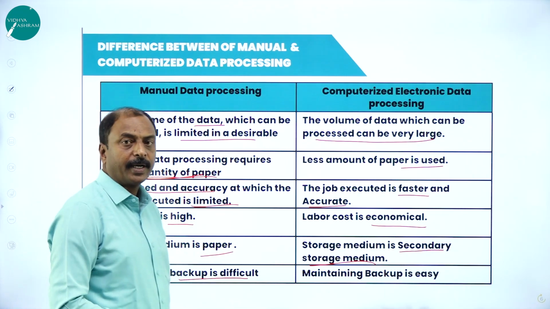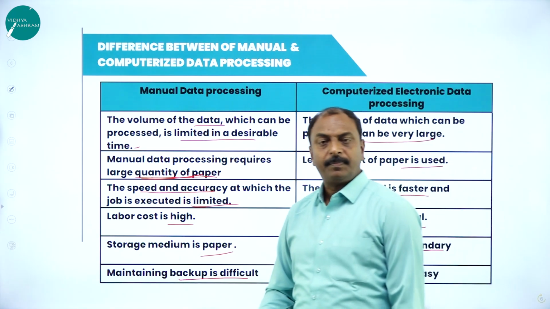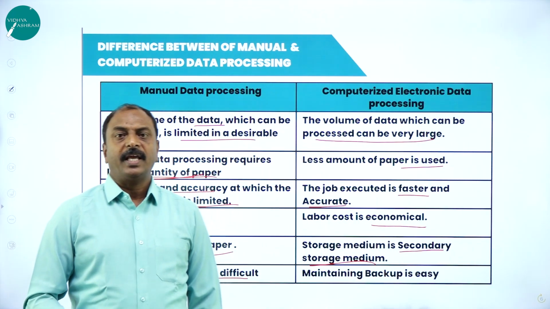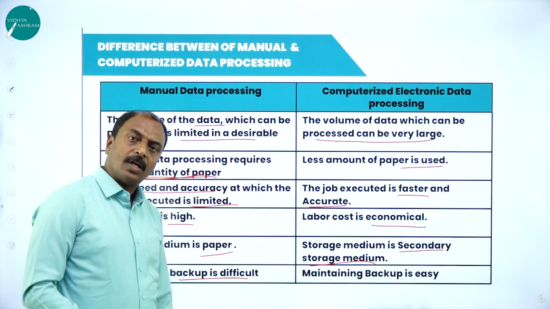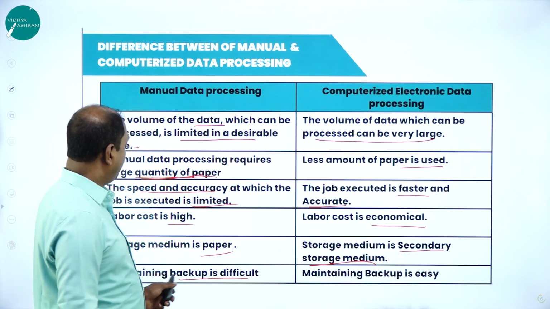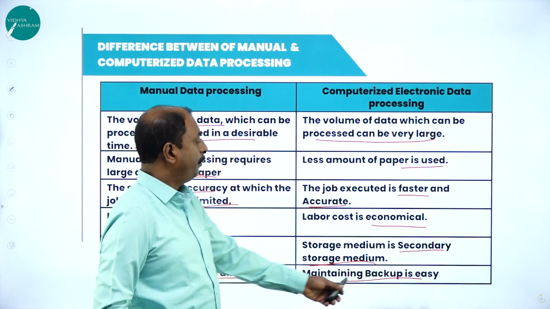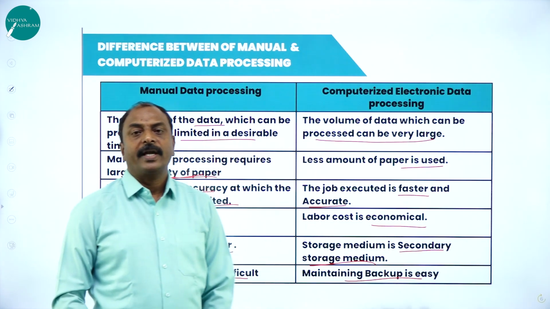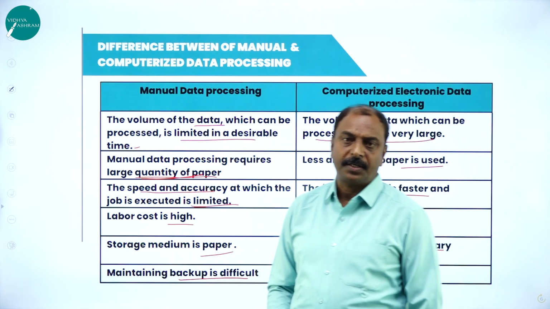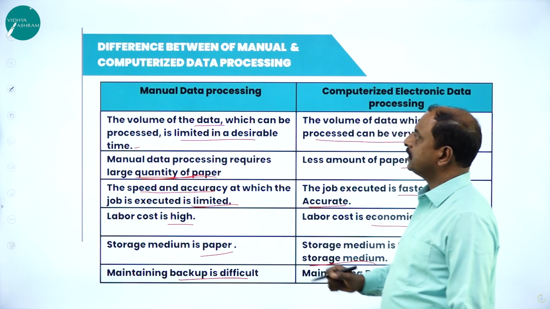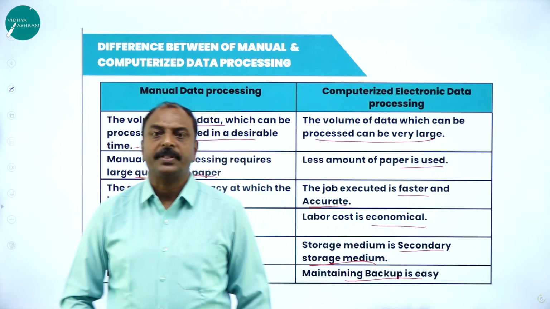And maintaining backup is difficult. So what is the meaning of backup? To keep the record for a long time. As everything is on paper, we know what would be the life of the paper. So anything written on paper will not last long. That is the reason maintaining backup is difficult. But with respect to computerized, maintaining backup is easy. So we can store the data in secondary memory devices for a long time. So these are all the differences between the manual and computerized data processing system.